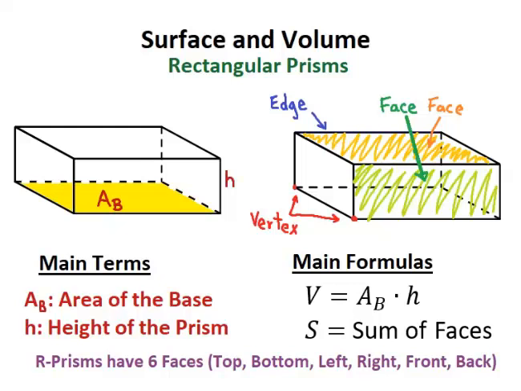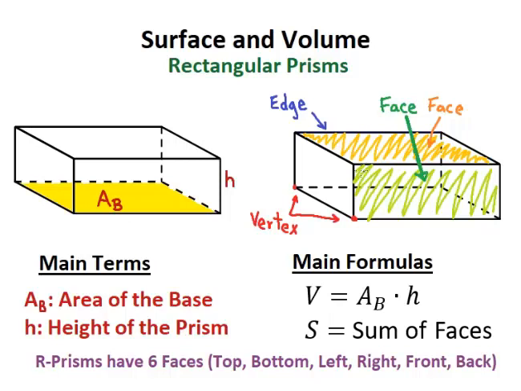Okay, we're gonna see how to find the volume and the surface of rectangular prisms. So a few things need to be known. This part in here in yellow, which would be the bottom of the figure, or you could also call it the base of the figure, is going to be represented by this symbol, which means area of the base. The H is going to be used as representation of the height of the prism.